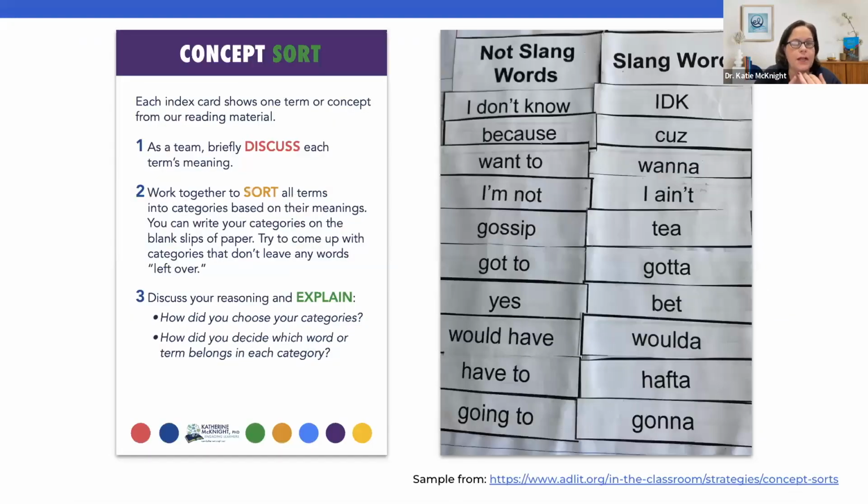So graphic organizers are fantastic. Concept sort. This is another one that's an oldie but a goodie. But you can see that you're playing with language, that you're messing with it. And so non-slang words and slang words, this is in a kid's interactive notebook. And again, it's how do you sort, how do you discuss, how do you group things?